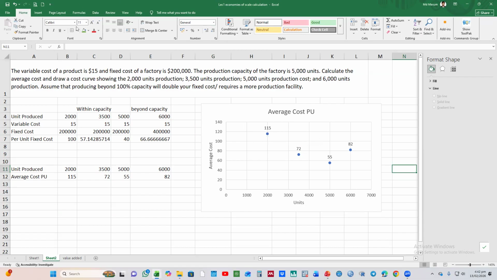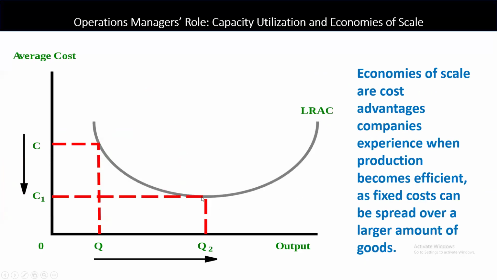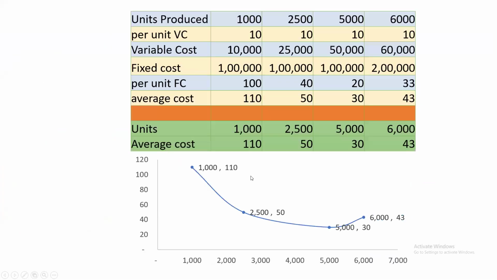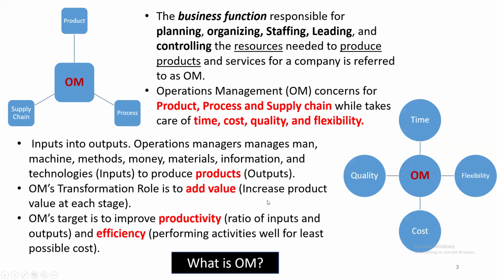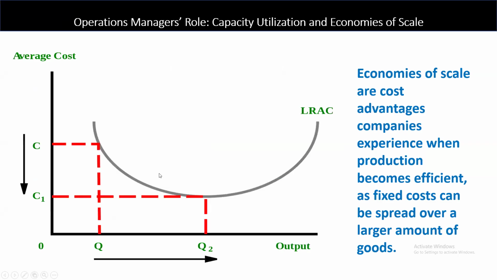So economies of scale means that you have to produce at 100% capacity, and that will bring your minimum cost of production per unit. As a production manager, as an operations manager, you have to produce at 100% capacity, beyond which will increase your average cost, and that would be detrimental for you. Maybe this is about today's lecture. It is about economies of scale. How an operations manager is concerned with it.